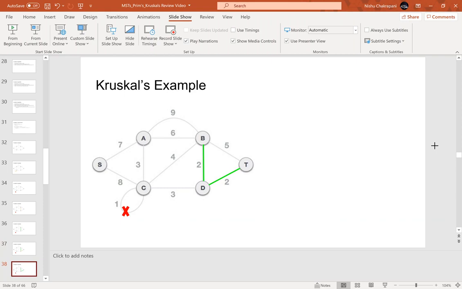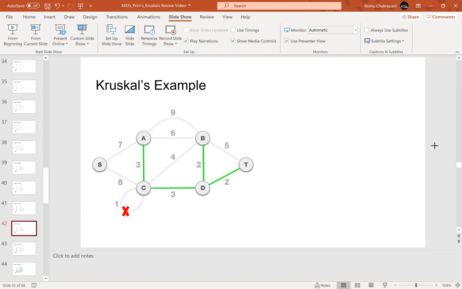The next cheapest edge to look at is A to C. A and C are in their complete own sets, so we can merge that no problem. And then we look at this edge also of weight 3 between C and D. Now at this point, A and C are in their own set, and B, D, and T are in their own set, but there's no overlap between those two sets. So we can actually merge this without creating a cycle.